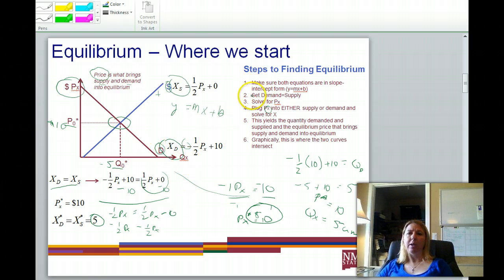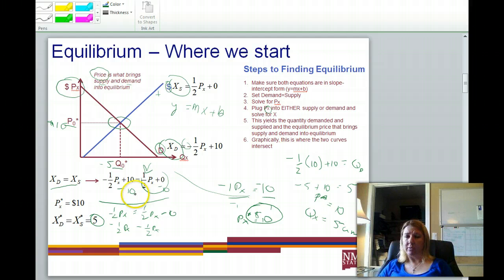As long as we can put, for a simple demand and supply, make sure that they're in the form of y is equal to mx plus b. You set demand equal to supply, which is literally setting the two equations that you have equal to each other, solving for whatever variable's left over, and then taking that variable and plugging it back into one of your other equations to solve for the other variable.